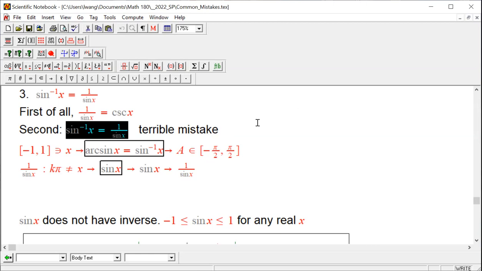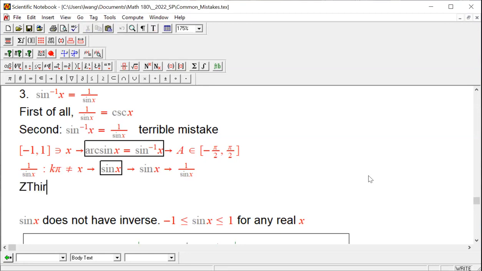I think it may have stemmed from the reading of sine inverse, and then the student gets confused with inverse and reciprocal. Inverse and reciprocal are very different. We talk about inverse throughout the semester. Reciprocal, okay, let me give you examples.